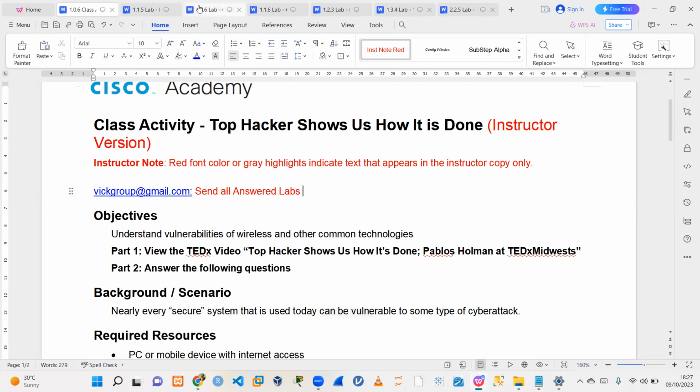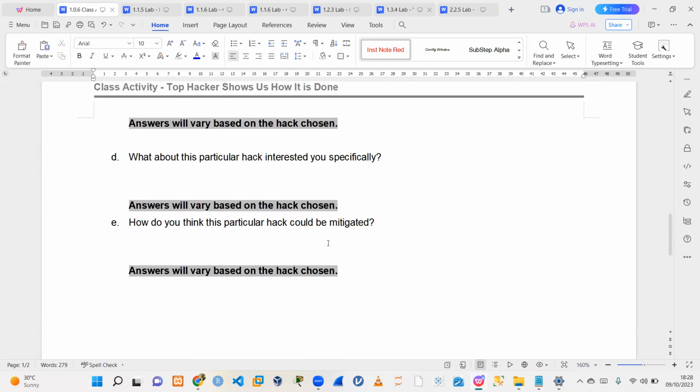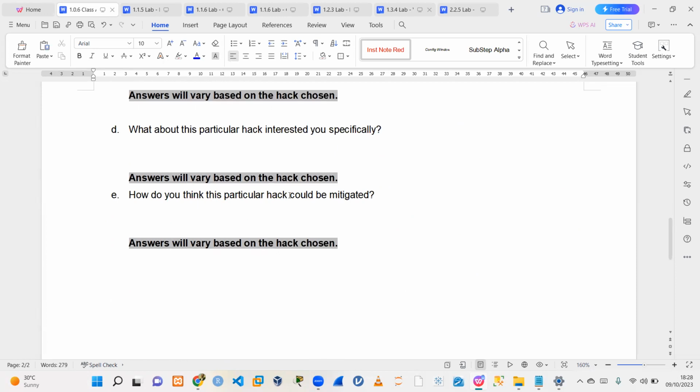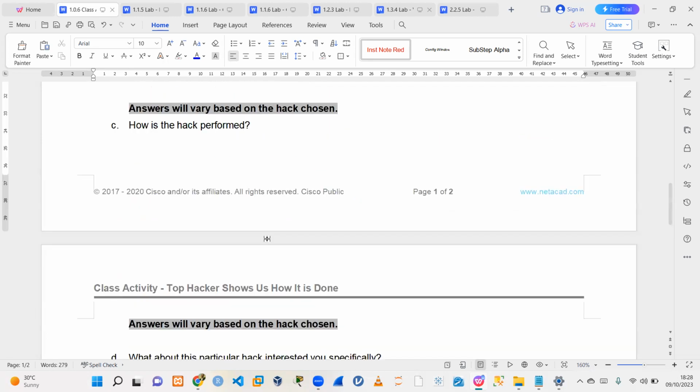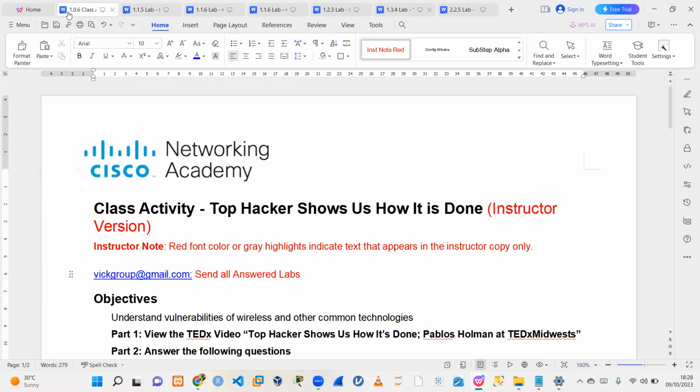Right, so all of these theoretical labs are for you. The ones you're going to be given assistance with are the labs that have to do with the software. Then how do you think this particular hack can be mitigated? So you give an answer, then you submit this sheet. And that is the end of Lab 1.06. Does anybody have any question before we move to the next lab?